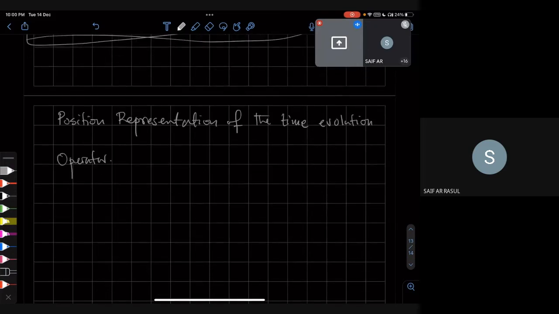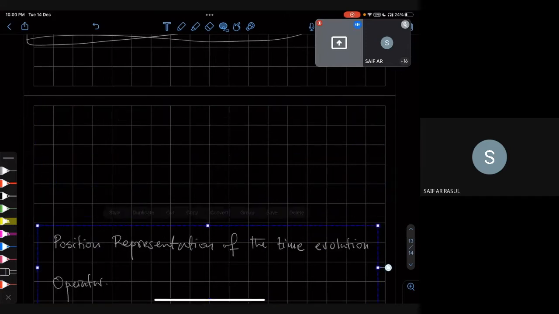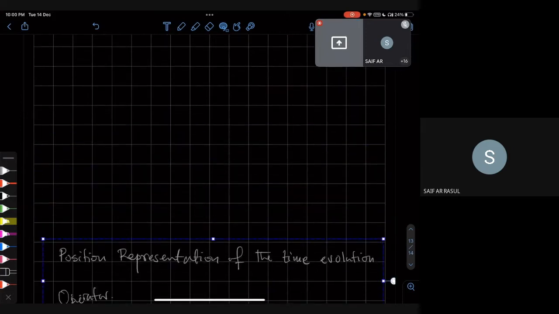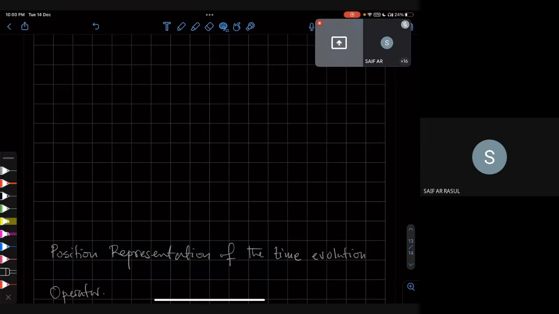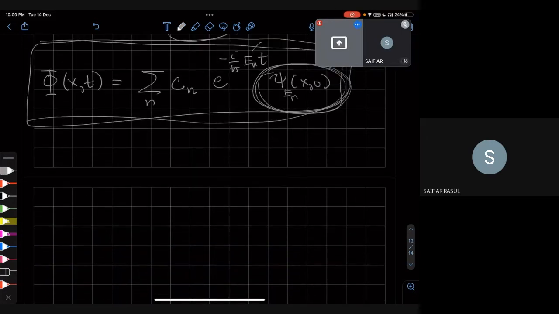Let me postpone this to something a little bit below, and before I do that, let me just discuss a property of the time evolution operator. Because you might say, is it a Hermitian operator? So this operator has this weird form, e to the power minus i by h bar, H of t.